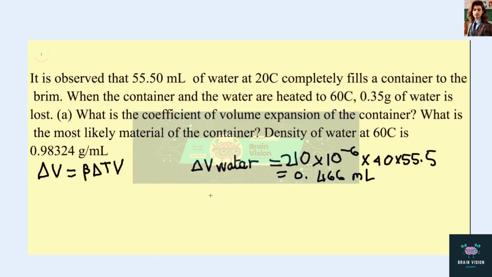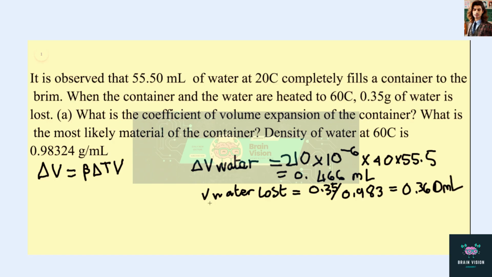So the volume of water lost is simply going to be given by 0.35 divided by the density, which is 0.983, which is going to give us 0.360 milliliters.